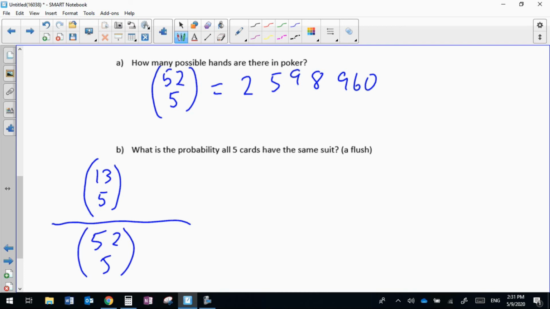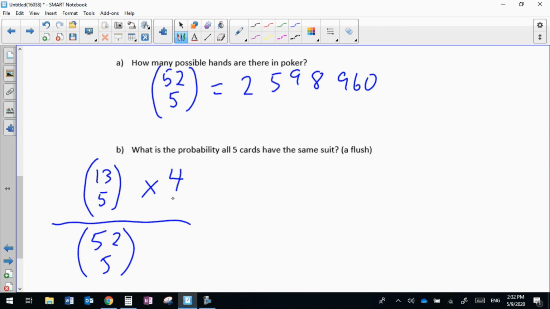Now, we don't just care about all hearts. We care about all diamonds, all clubs, all spades. It could be any suit. So there's actually 4 different suits. So really, the 13 choose 5 is just all of the hearts. But there's the same number of all diamonds hands and the same number of all clubs hands. So we multiply that by 4.